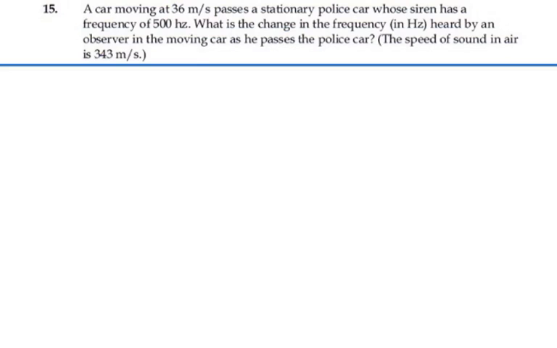Here's problem 1715. A car moving at 36 meters per second passes a stationary police car whose siren has a frequency of 500 hertz. What is the change in frequency in hertz heard by an observer in the moving car as he passes the police car? The speed of sound in air is 343 meters per second.